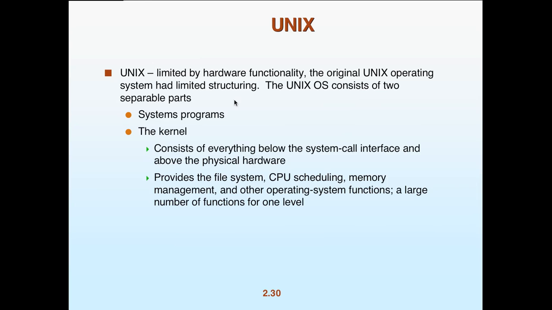So here's Unix. Compared to us with Unix, Unix is limited by the hardware functionality as well. The original Unix operating system had limited structuring. The Unix OS consists of 2 separate parts. We had the systems programs and we had the kernel. Unix was actually designed to run on different hardware. In fact, today it still runs on non-PC, non-personal computer hardware. Linux runs on personal computer hardware. So Linux is the version of Unix that's designed to run for personal computers.